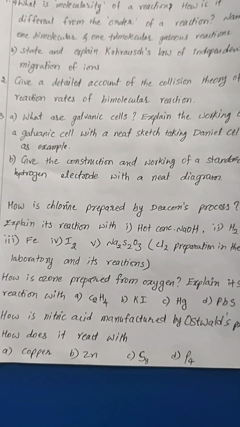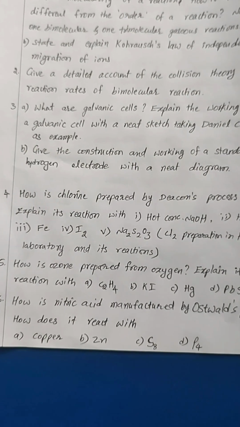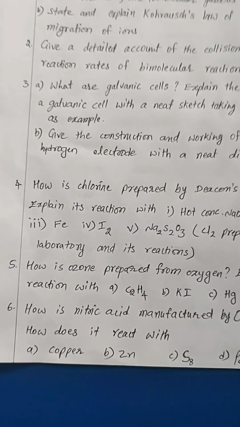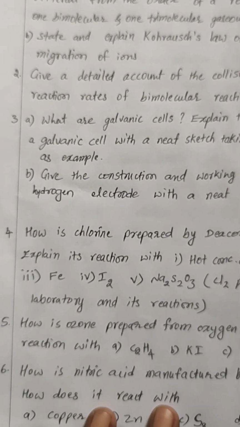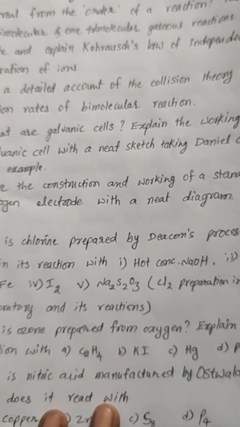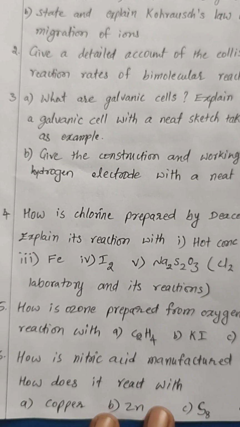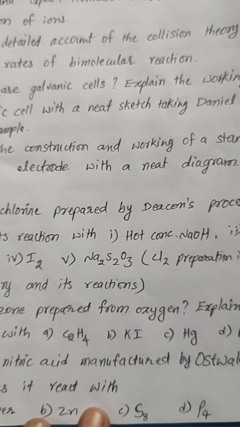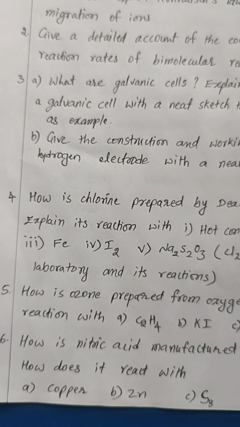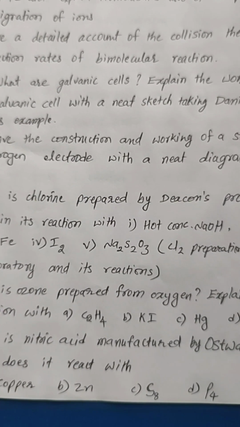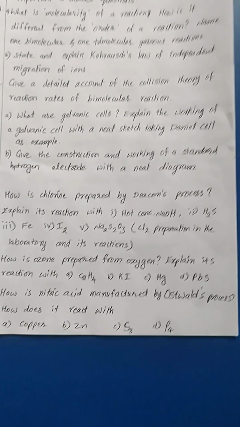From the P block elements, we get the second question in this, the selected fourth question. How is chlorine prepared by Deacon's process? Or how is chlorine prepared by the laboratory method? Any one may appear. And after that, explain its reaction with hot concentrated NaOH, H2S, Fe, I2, Na2S2O3, and cold dilute NaOH may also be asked.